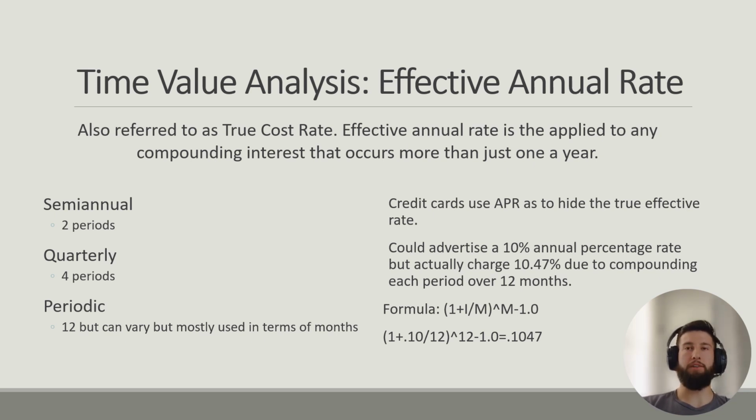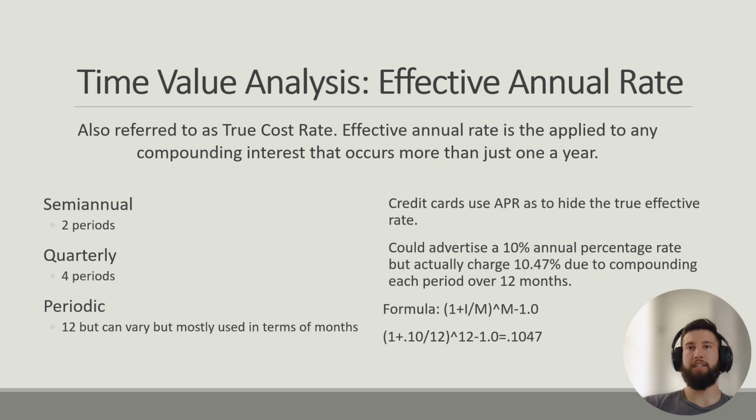So an example I used here is credit cards. They use APR to hide the true effective rate. They could advertise a 10% annual percentage rate, but actually charge 10.47% due to compounding each period over 12 months. So they actually do 1% a month, a little less than 1%, about 0.83% per month to get that 10% annual rate.